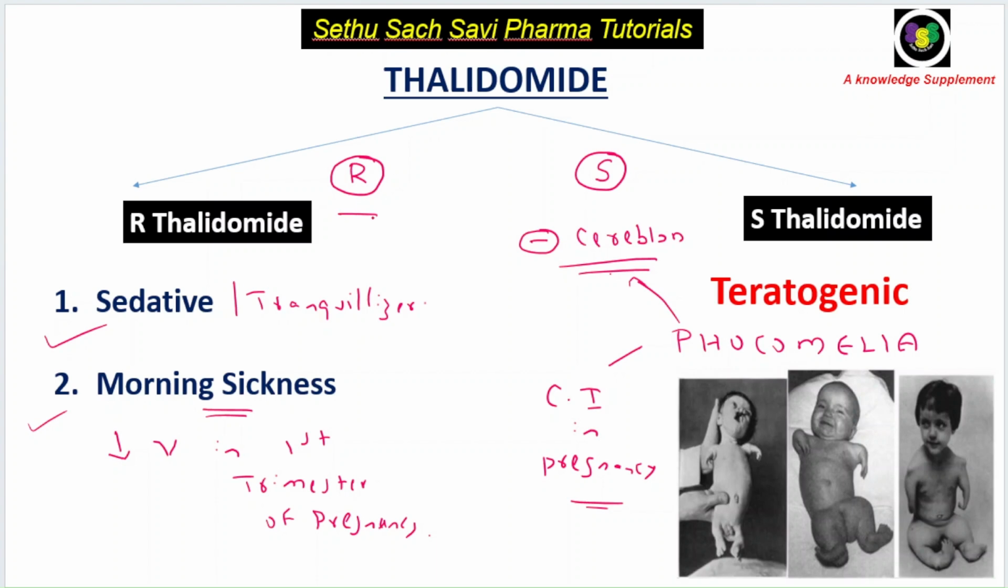Now, when you give this R isomer, it will be converted to S isomer, and reversely the S isomer can convert back to R isomer. So this is called enantiomeric interconversion. Even if you give R isomer, it would be converted to the S isomer, and S could be converted to R. So this property is called enantiomeric interconversion.